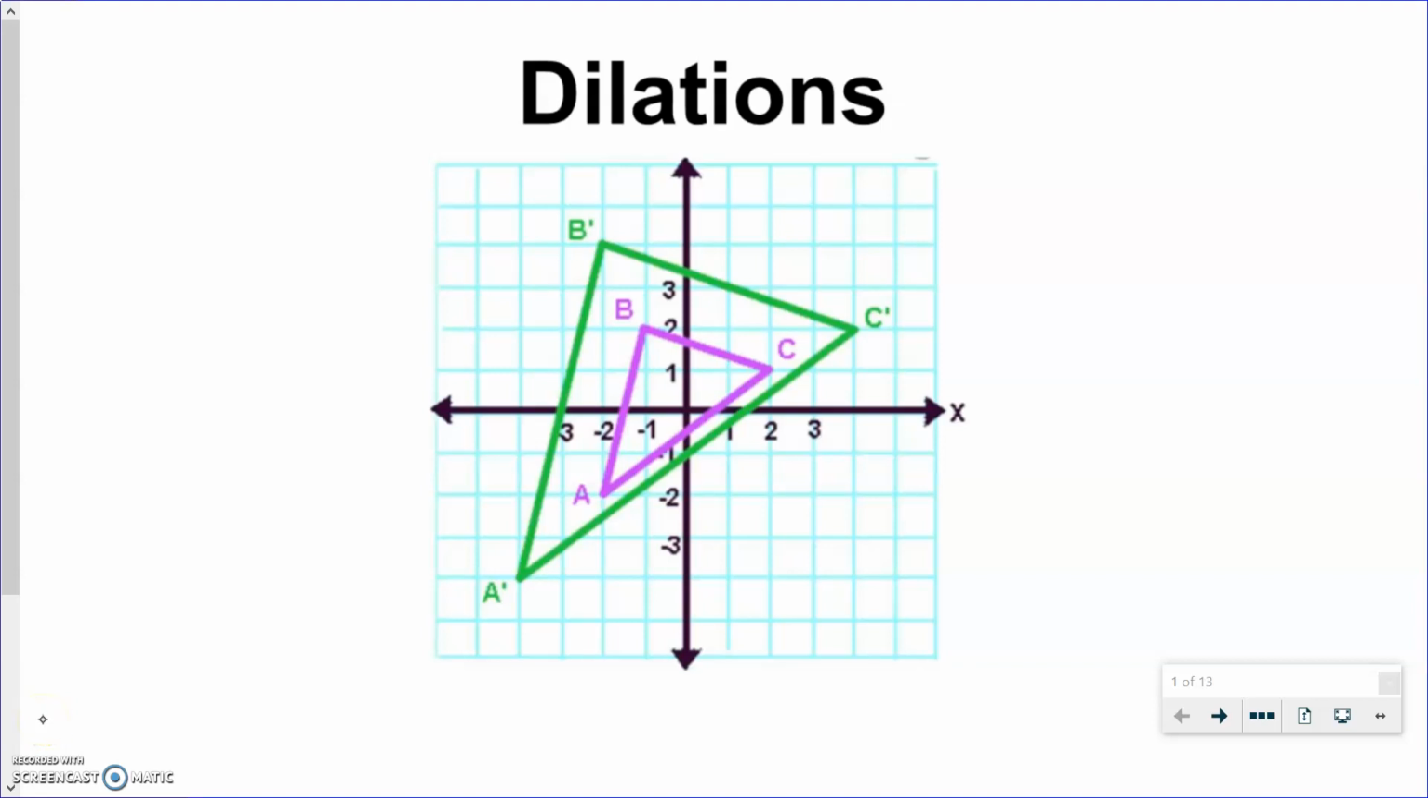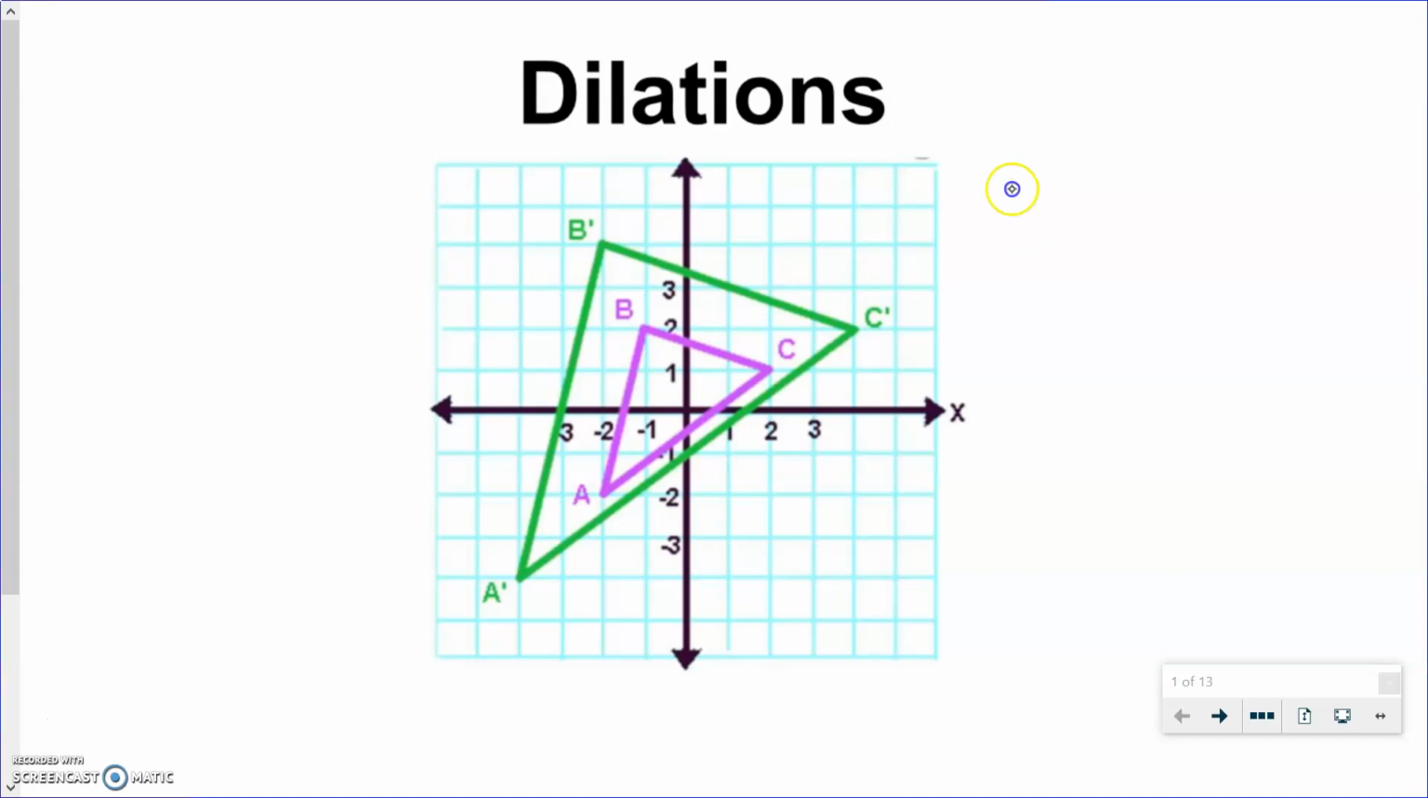Okay, so today we're going to be learning about our second transformation, which are dilations. Dilations allow a figure to be enlarged or reduced. The way we use enlargement or reduction is via scale factor. Scale factor is a multiplication. Okay, so it's a number we will multiply our original coordinate pairs by in order to enlarge or reduce.